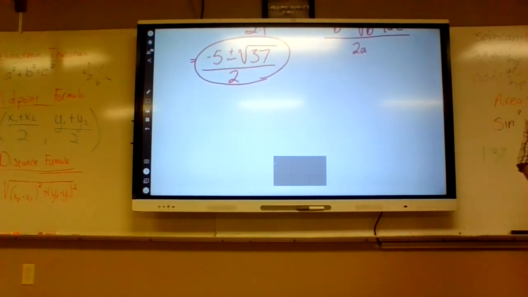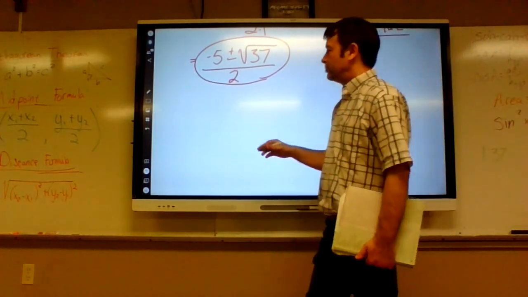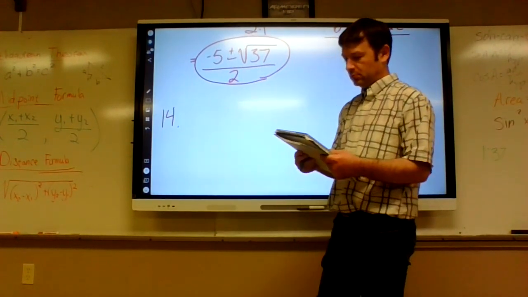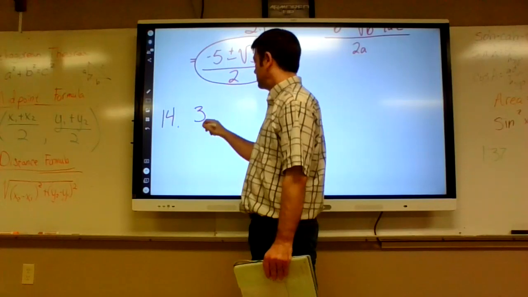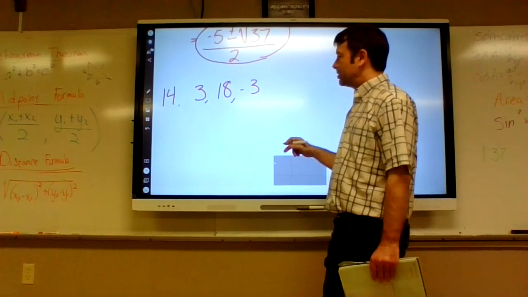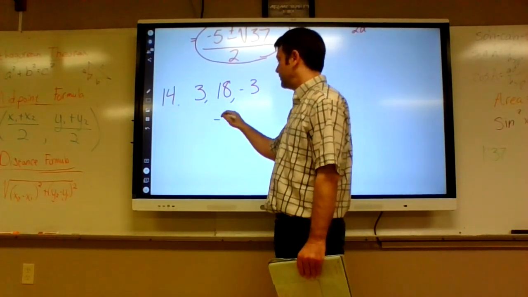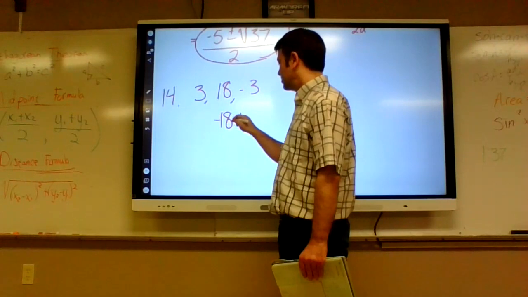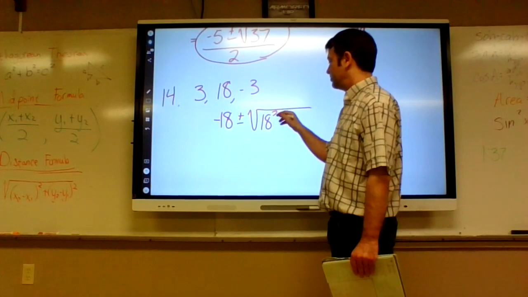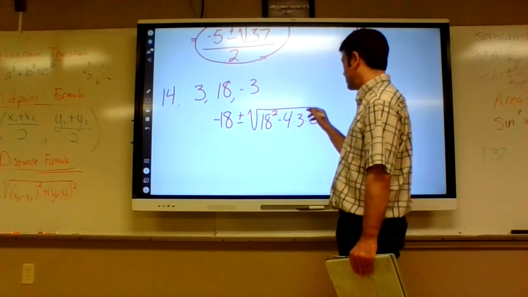Alright, on 14, what's my a, b, and c? 3, 18, and negative 3. No trick questions on that one. Oh gosh, 18 is a big number. So negative b, negative 18, plus or minus the square root of 18 squared minus 4 times a times c.